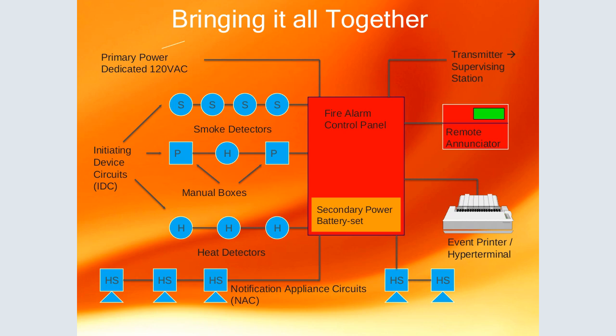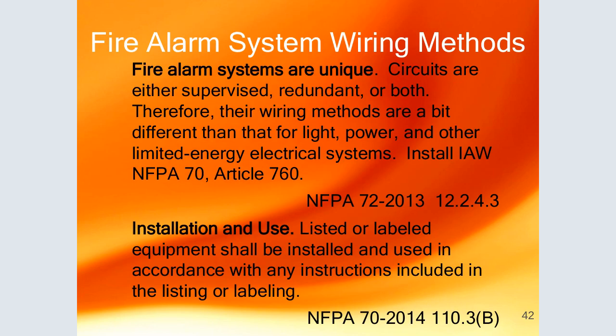The initiating device circuits are like the manual boxes. We have the smoke detectors and the heat detectors. These are the ones that are able to detect, and now they bring information to the fire alarm control panel. And then these ones are served by the secondary power. The control panel then transmits to the transmitter, the supervising station. It transmits this to a remote place where the company is, and then the company is able to respond back and bring the caution to the fire station.